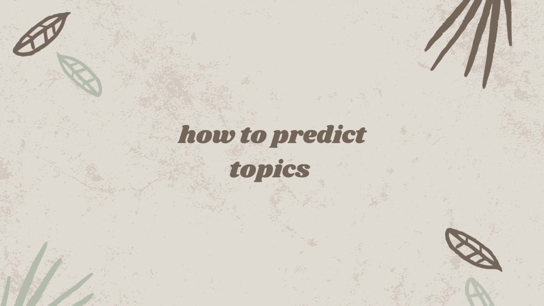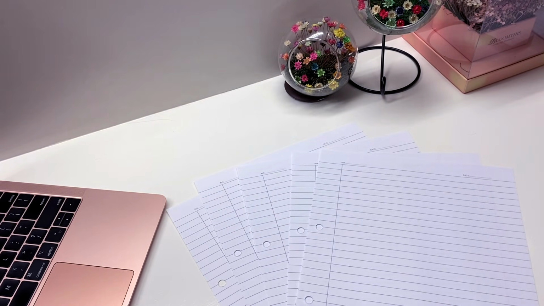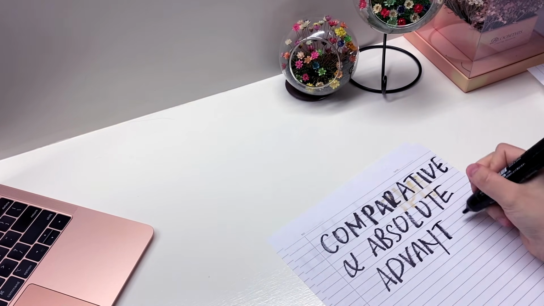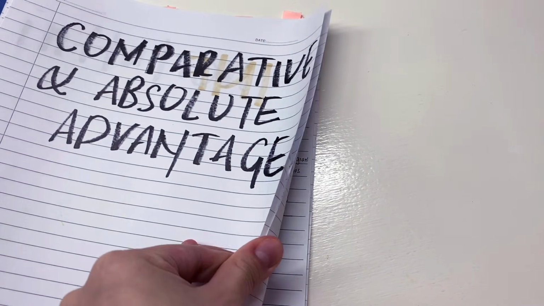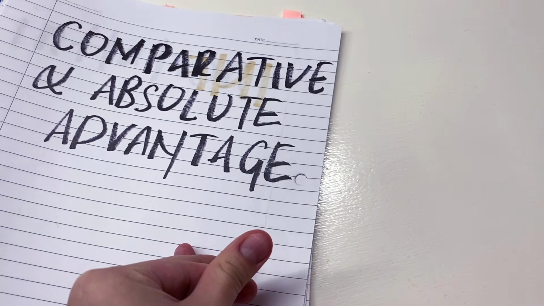Tip number 6, to predict which topics will come out, I will take a few pieces of plain paper and write different topics on them. The great thing about A-level economics is that it's super easy to predict which topics will come out for your exam. For example, if there are many essays under the comparative and absolute advantage subtopic, then you know that you need to focus on this topic for your exam.